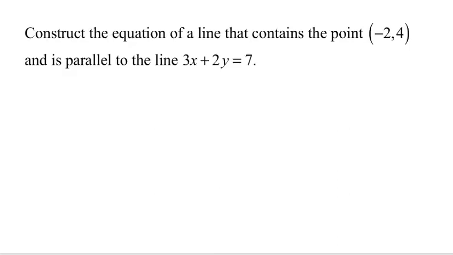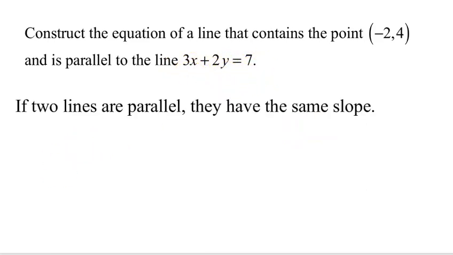So here's the sort of question we're going to answer. Construct the equation of a line that contains the point negative 2, 4 and is parallel to the line 3x plus 2y equals 7. If our line is parallel to this line, they must have the same slope. So I need to determine the slope of this given line.